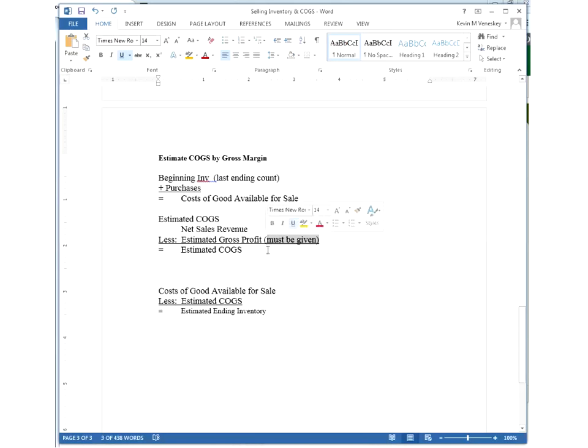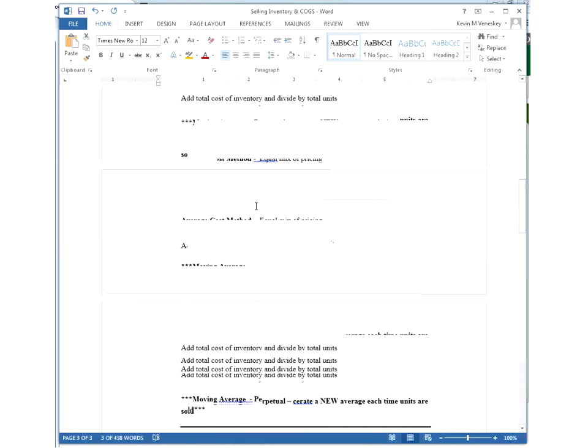If I know an estimate of what my gross profit is because of that gross margin given, then I can easily get the cost of goods sold. And then if you know your cost of goods sold, you can work backwards even further and determine what your inventory is, how much inventory you have left.